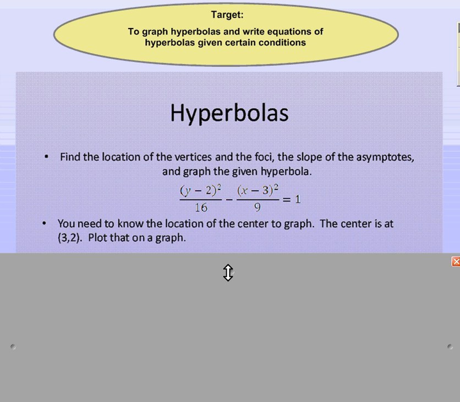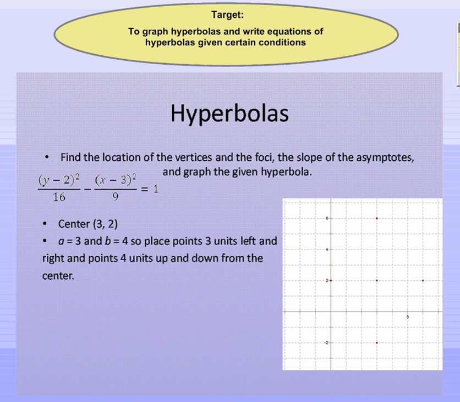And we're going to plot this onto the graph. 3, 2 is located right there. And the A value is 3, so we're putting a point 3 units right and 3 units left of that center. The B value is 4, so we're putting a point 4 up and 4 down from the center.